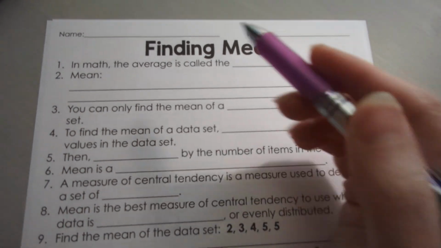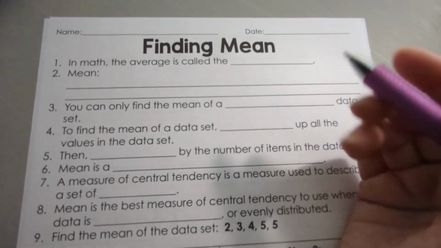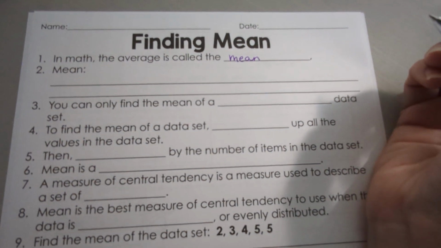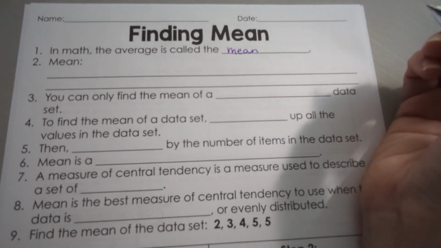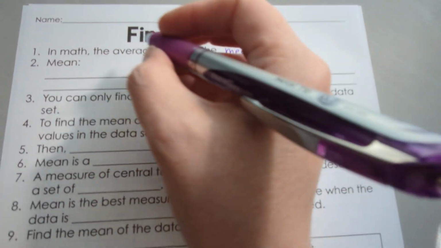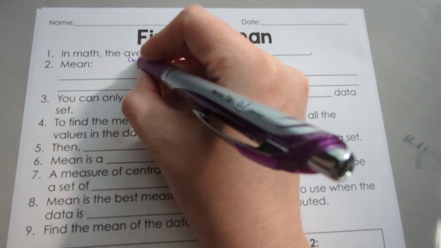All right, so in math, the average is called the mean. Now, you guys just completed a few questions that dealt with the balance point. The balance point is the average, which is the mean. So all of those are the same thing, okay? So just remember the average is the same thing as the balance point.